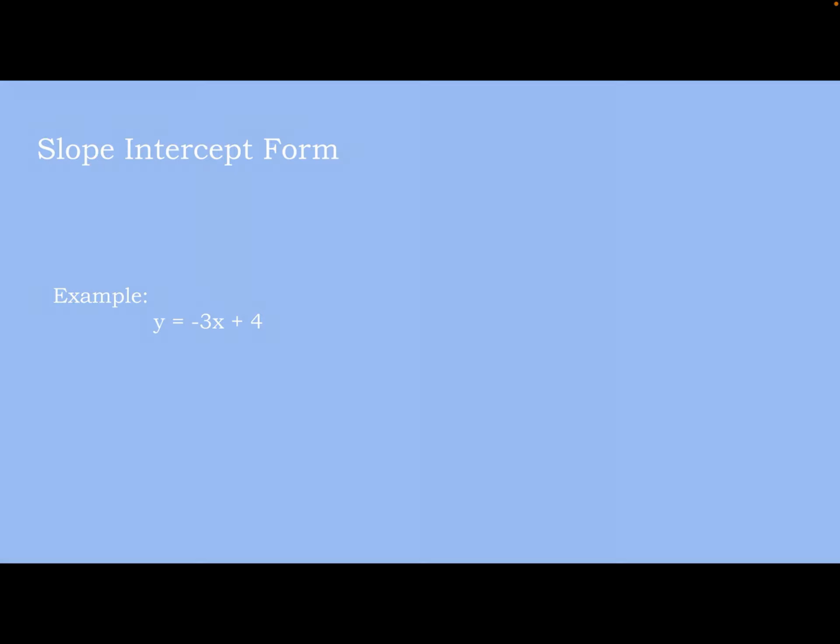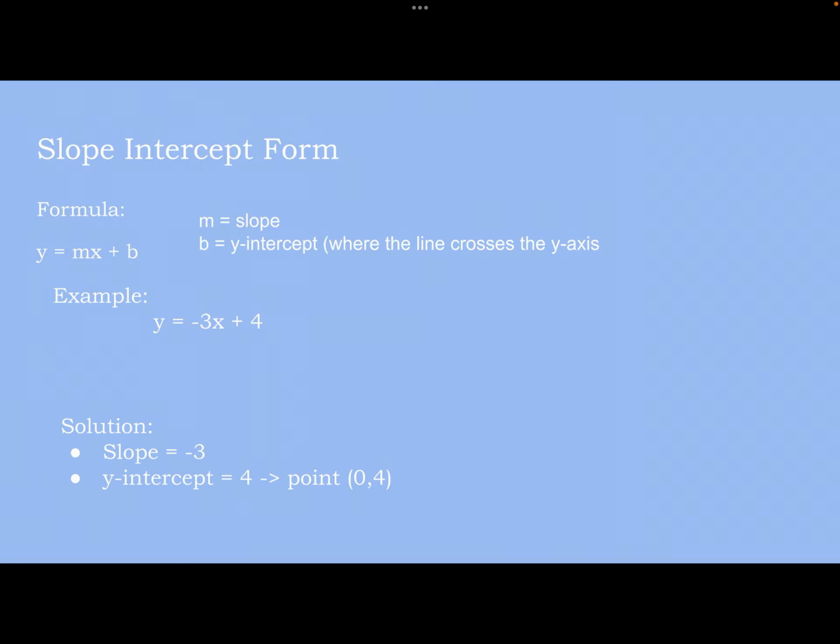Slope-intercept form. So the formula is y equals mx plus b. M is the slope and b is the y-intercept, which is where the line crosses the y-axis. So the solution is going to be the slope is -3, as it's the value in front of the x, being the m value, and the y-intercept is 4, which is the b value, which could also be written as 0, 4. The Regents loves asking what is the slope, what is the y-intercept, so you just need to know that. It's as simple as that.